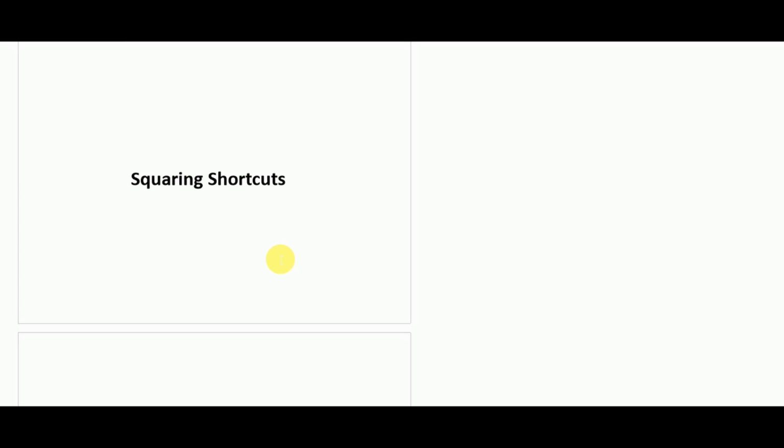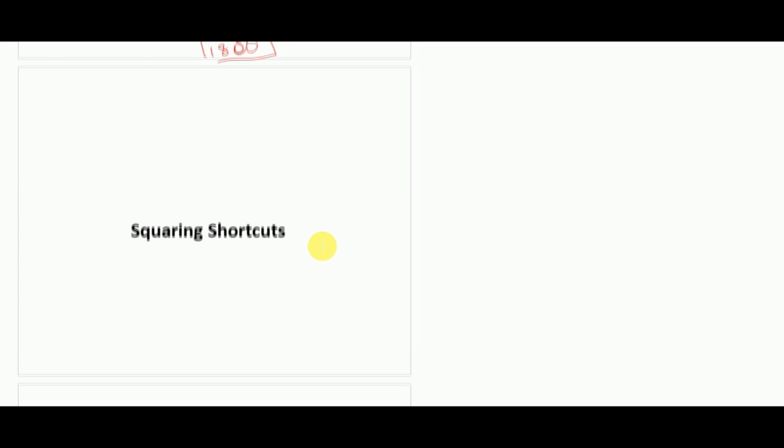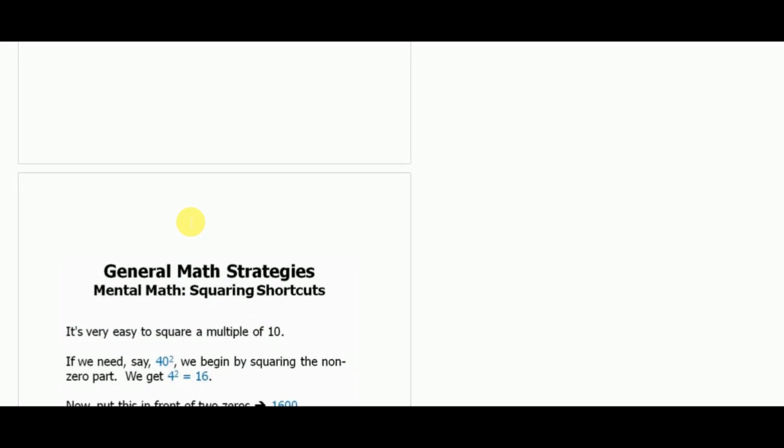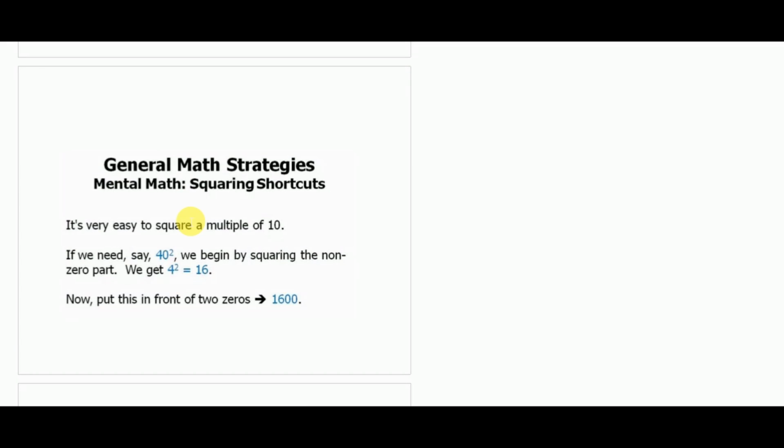Now, I guess this is the last part of this lecture, and it's about squaring shortcuts. So let's say if you have to square numbers. Now, it's very easy for us to square one single digit number, such as the square of 9 is 81, the square of 5 is 25. So we're all very comfortable with this. But what if you have to square a larger number?